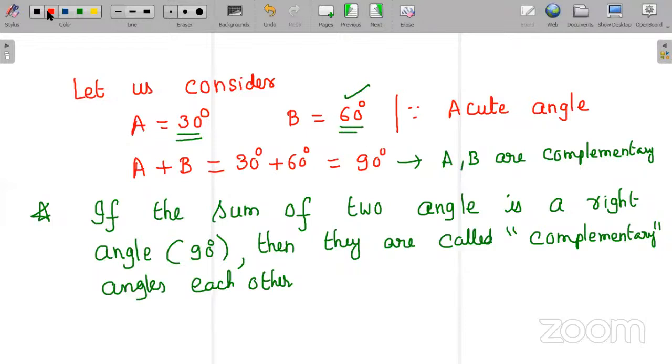So we can write like this. The complement of 30 degrees is simply 90 minus 30, which is 60.